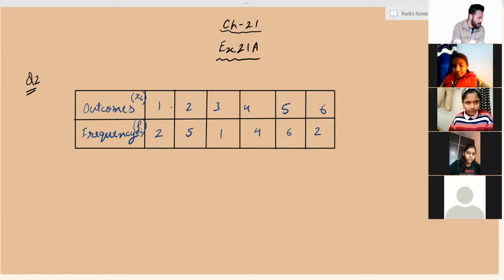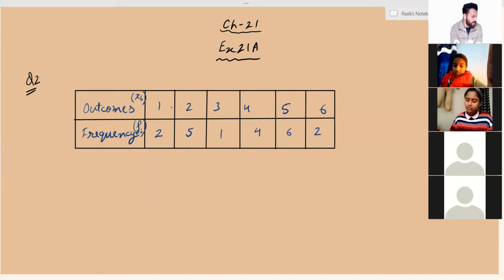Fourth one, the number of times a particular observation occurs is called its frequency. Very good. It's called its frequency.